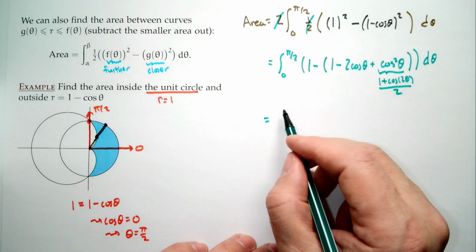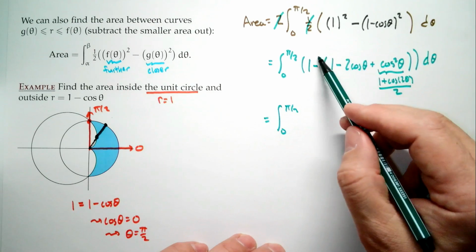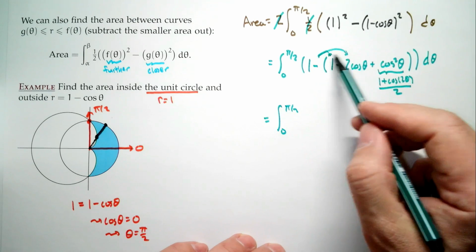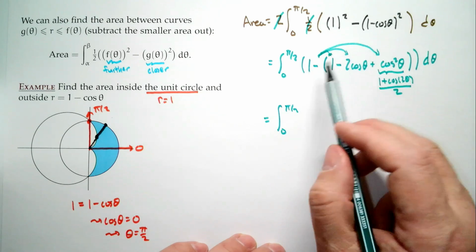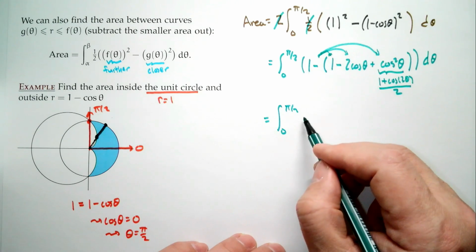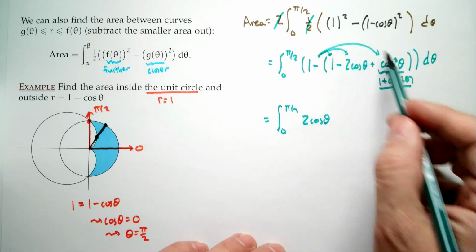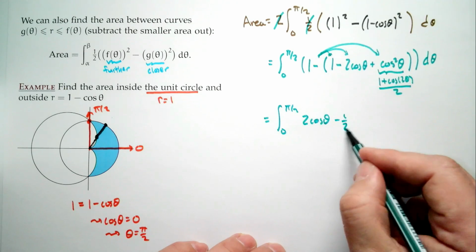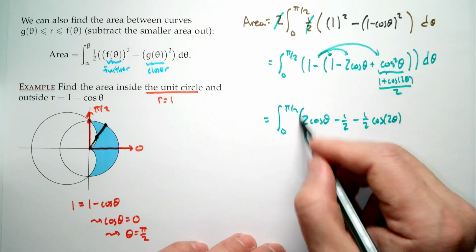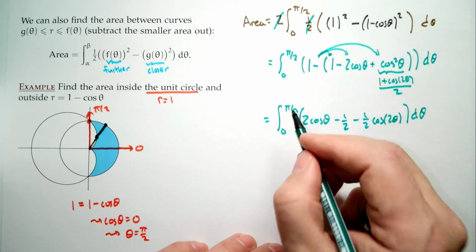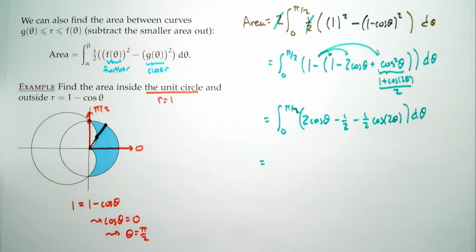And let's see, what do we have here? Well, we have the integral from 0 to pi over 2. So remember that the minus goes all the way through here. And you get the 1 minus 1, so that's gone. Minus 2 cosine, so that's positive 2 cosine theta. And you get the minus coming through here, so that's minus a half cosine 2 theta, d theta. All right, now we're ready to integrate because everything's nice and clean.